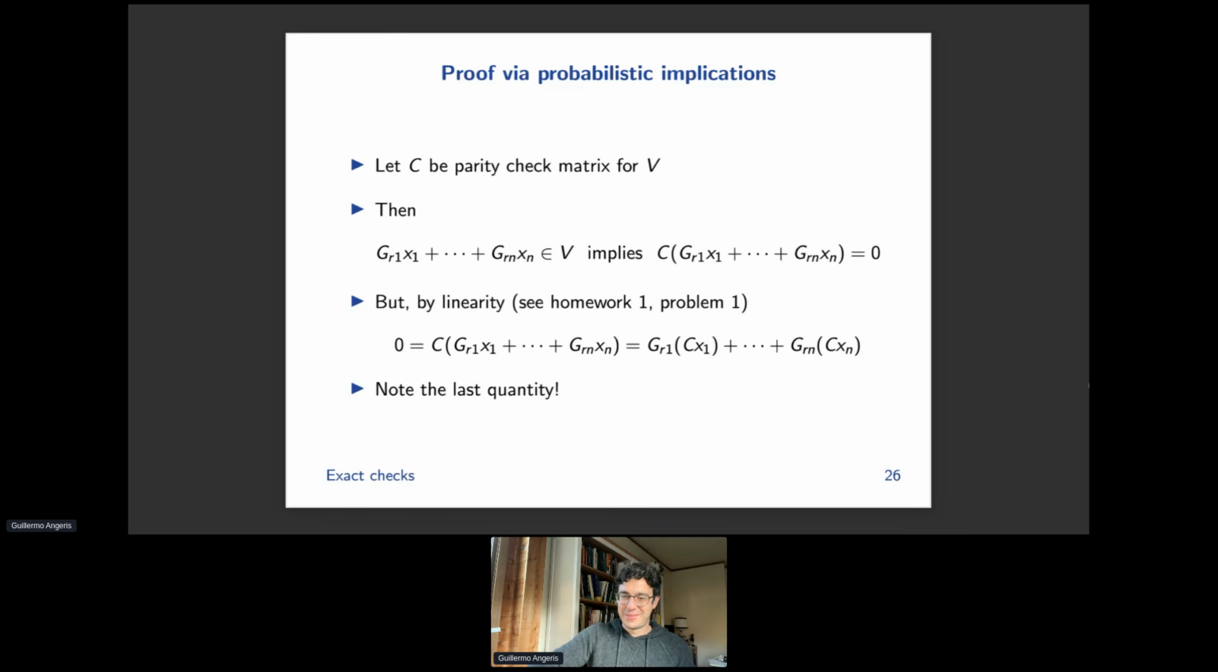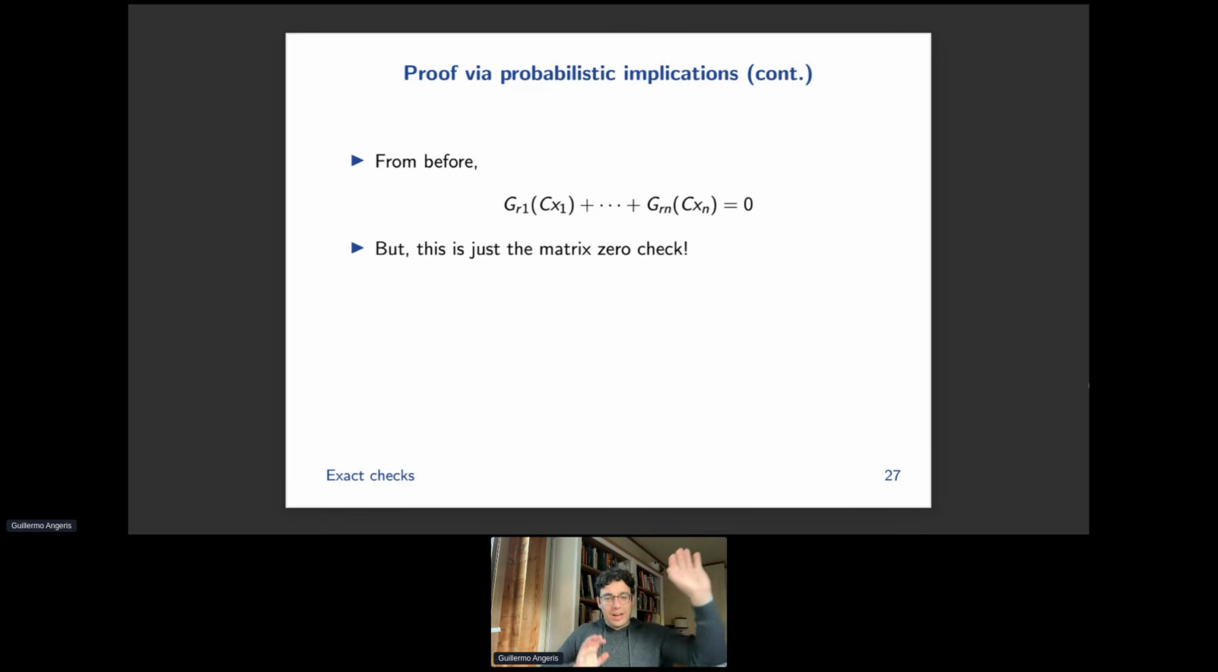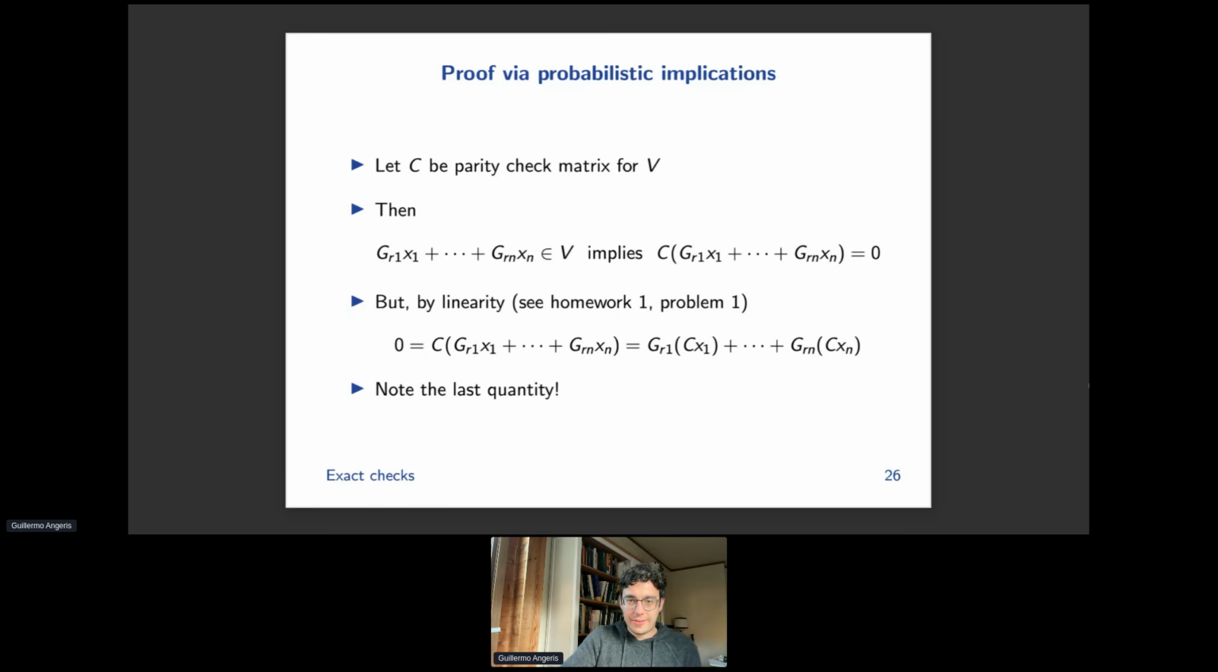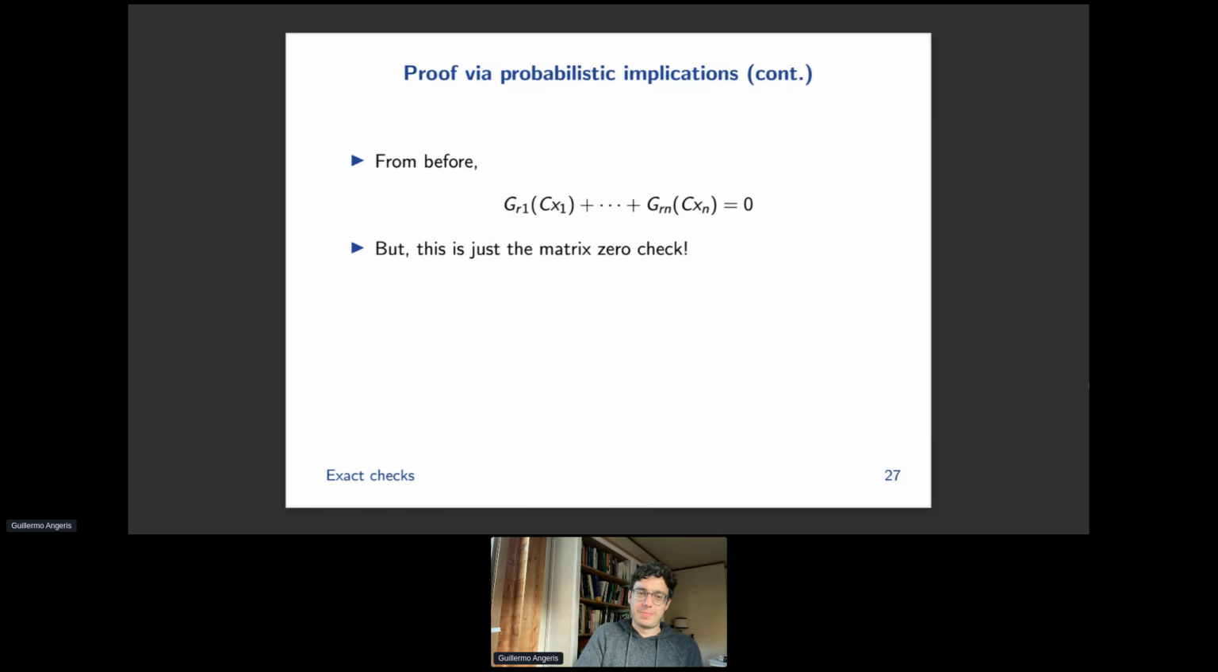Someone's getting ahead of me, but yes, exactly. All I did was take the last equality from the previous slide and put it back up here. But this should be familiar, this last equality right here. I just took the bottom right-hand side and moved it up there, without doing anything to it. If you recall from 10 slides ago, this is exactly the matrix 0 check.